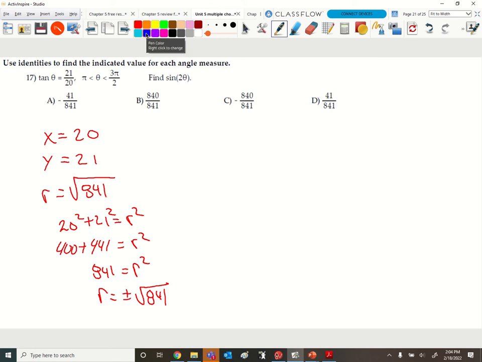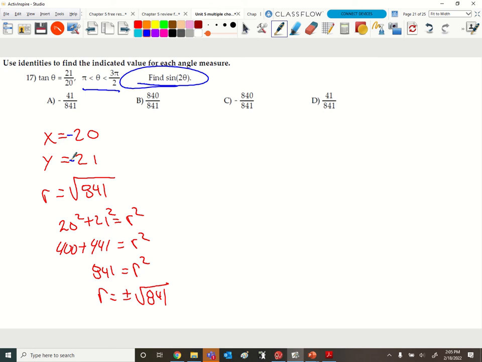It says right here that I'm looking for sine of 2 theta. And it also said that my theta is between pi and 3 pi over 2. So what quadrant is that? 3. What do I know about the x and y in quadrant 3? So right here, this is a negative 20 and a negative 21. It doesn't affect my r value right now, but when I plug in, it will affect.